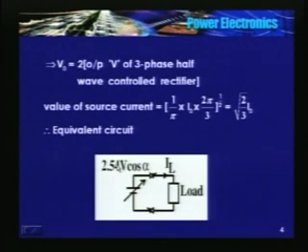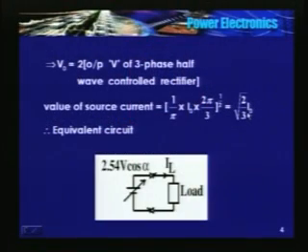So, here is the equivalent circuit. It is 2.54 into V into cos alpha, the RMS value of the phase voltage. The RMS value of the phase voltage is variable because it is a function of alpha. Two devices are conducting at a time, and here is the load voltage, this is the load voltage, the current.